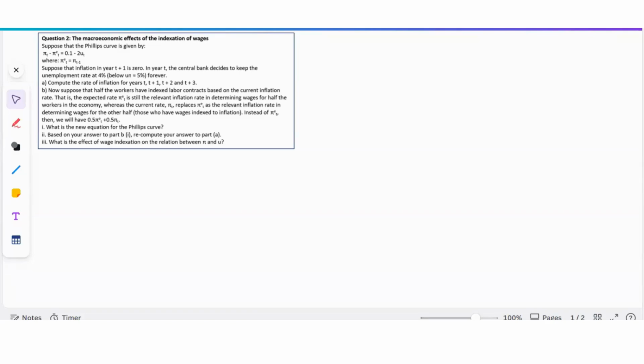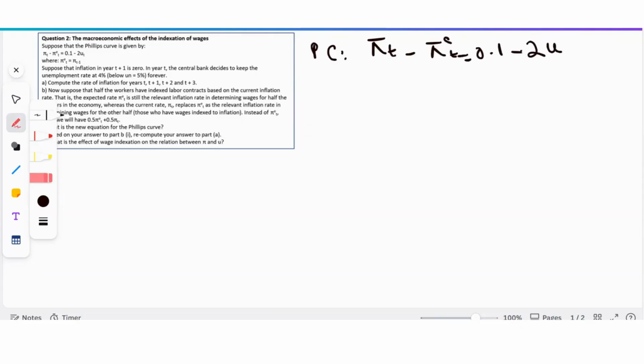Look at this question related to wage indexation. Here we're given our Phillips curve equation. We're told the Phillips curve equation is pi t minus pi e t is 0.1 minus 2 u t. This is the Phillips curve equation given to us, where we're told that pi e t is equal to pi t minus 1. So we're assuming that expected inflation is equal to last year's inflation.